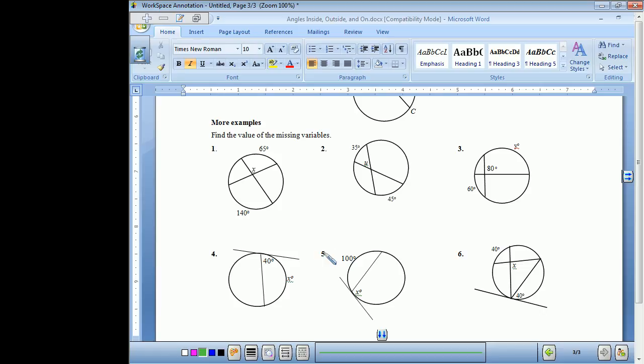You guys were doing really well as I walked around. Some of these were pretty much straightforward, and some you had to do a little more work. So let's take a look at number 1. This inside angle formed by 2 chords is equal to half of the sum. So 140 plus 65 is 205, and half of 205 is 102.5. That is the answer to number 1.